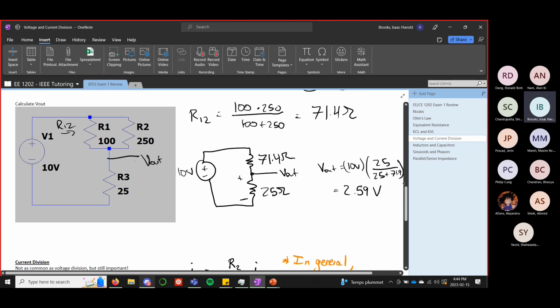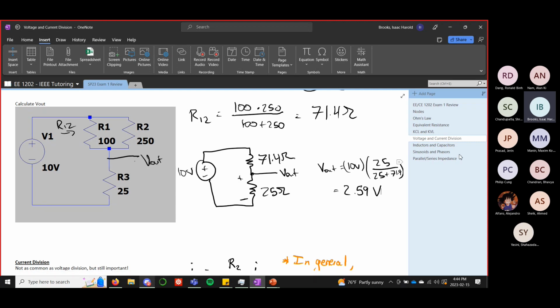You can use a little bit of mental math sometimes. If you have a small resistor and a big resistor, there's going to be more voltage across the big resistor. And that voltage is going to be proportional to the proportion of the total resistance that resistor makes up. That's voltage division. Any questions about voltage division?